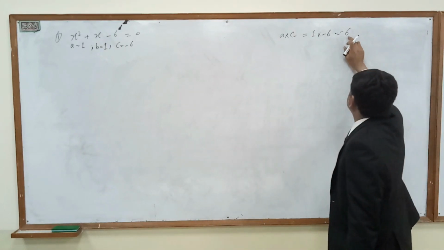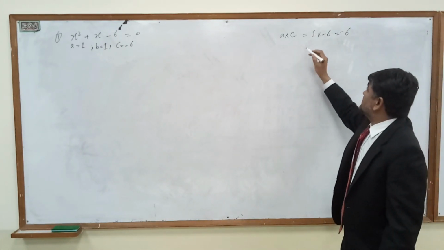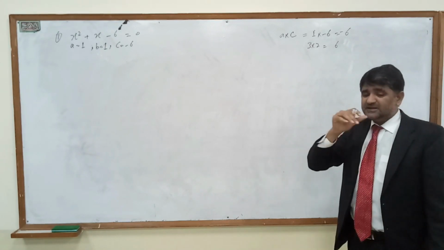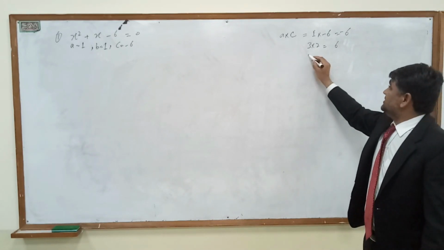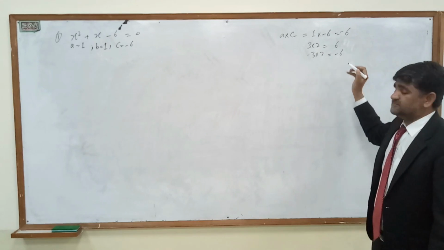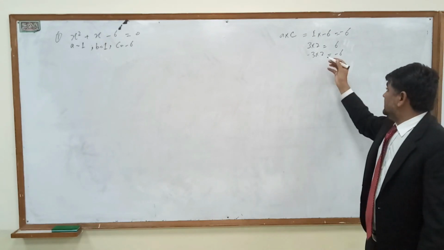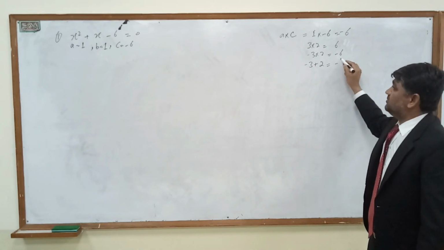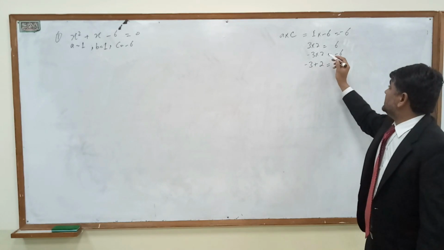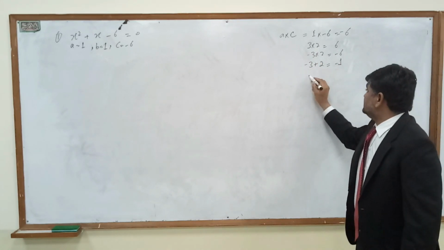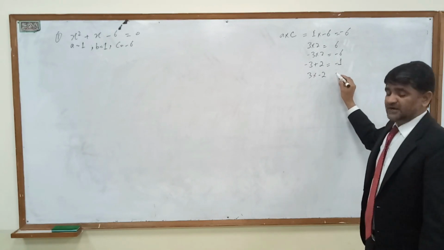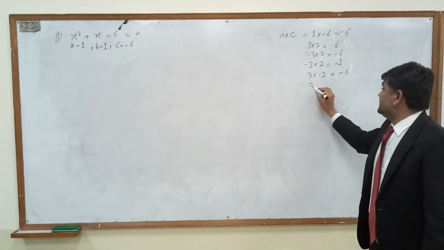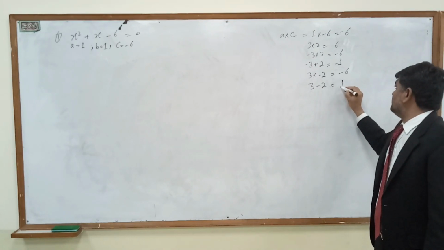So what is required here? Minus 6. So can we multiply 3 multiplied by 2? Answer is 6. If we multiply minus 3 multiplied by 2, answer is minus 6. If we add these two to each other, answer is minus 1. Okay. So if we multiply 3 multiplied by minus 2, answer is minus 6. If we add or subtract to each other, plus 1.